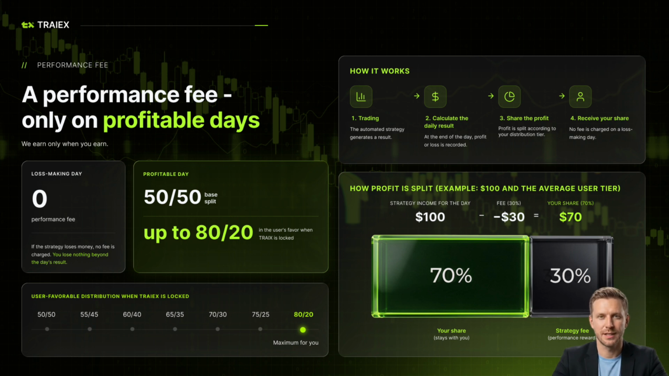Separately, there is a performance fee. At the end of the day, the system determines the overall trading result. If the day closes with a negative result, no performance fee is charged. If the day is profitable, the result is distributed between the user and the platform. At the base level, the user keeps 50%. By freezing the TRAIEX token, their share can gradually increase up to 80%, while the platform's share drops to 20%. The subscription pays for a year of access to the infrastructure and the technology, while the performance fee arises only on a positive trading day, and it can be reduced in your own favor.